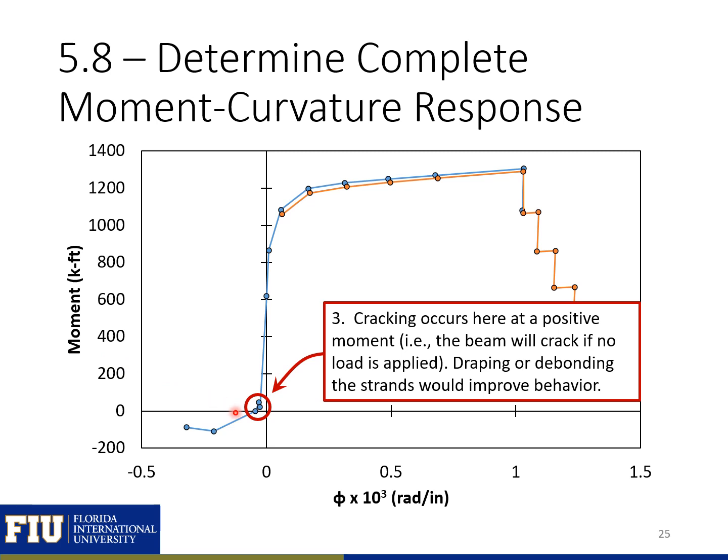The next thing that we can notice is with this section, we're actually going to get cracking in the beam when we have no moment applied, or even a small positive moment will have cracking. So this cracking in the pre-stressed beam in this section would occur when you cut the strands and the stress is transferred from the bed to the beam. This isn't good behavior, so we would need to either drape or harp the strands or debond some of the strands to make sure that our beam does not crack under 0 moment. And we'll talk about this later in class.